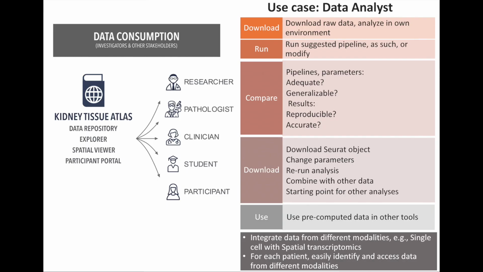KPMP data is made available in a variety of formats, including H5AD files compatible with established programs such as Seurat or Cell by Gene. This allows the user to perform advanced visualizations, verify findings, and also to use existing data as a building block for new analyses. A data analyst, for example, can access the Atlas to download raw data and analyze in their own environment, running it through the suggested pipeline or a modified one. In this way, pipelines and parameters can be assessed for adequacy, and results can be evaluated for accuracy and reproducibility.